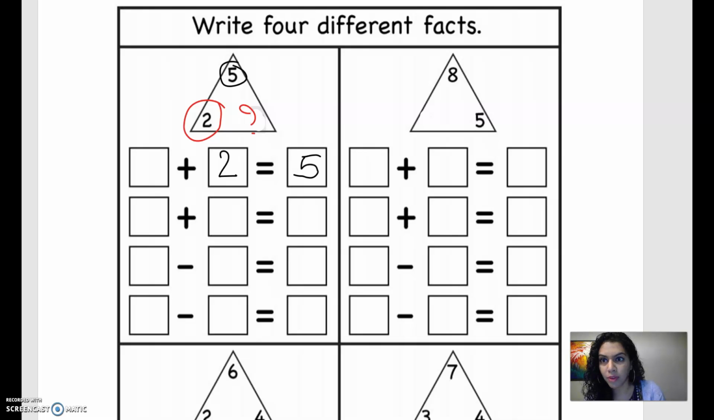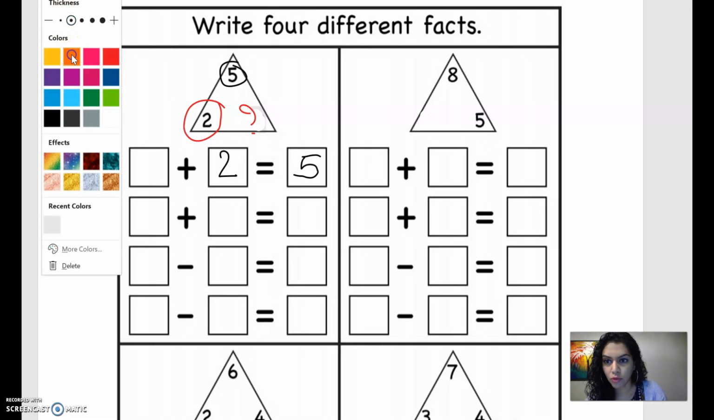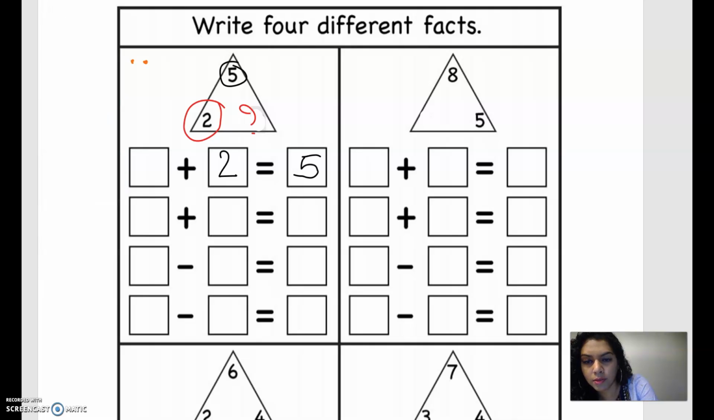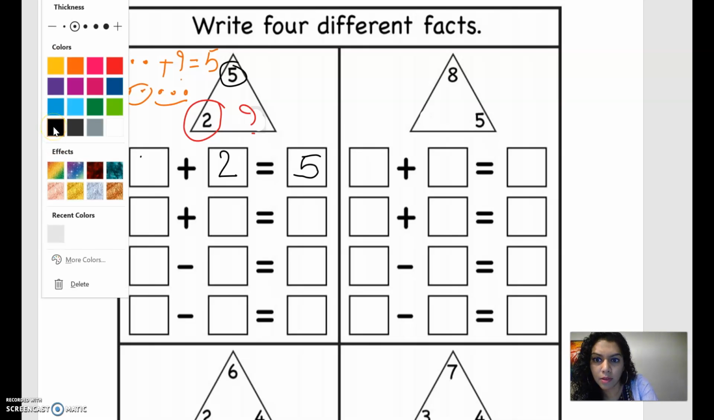So I'm going to be very basic and I'm going to draw dots. So I have 2 dots plus I don't know what equals 5. So how many more dots do I need to make 5? So I have 1, 2, 3, 4, 5. So I already had 2. I needed 3 more. So my missing number is 3.